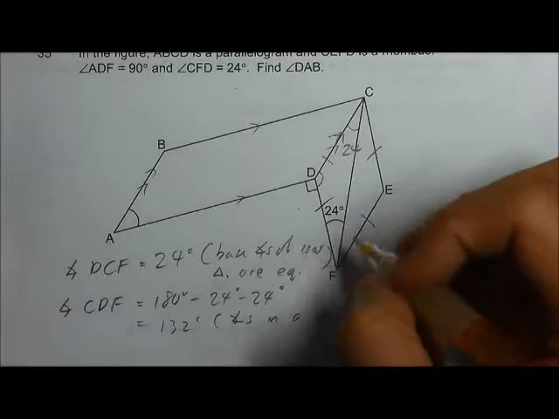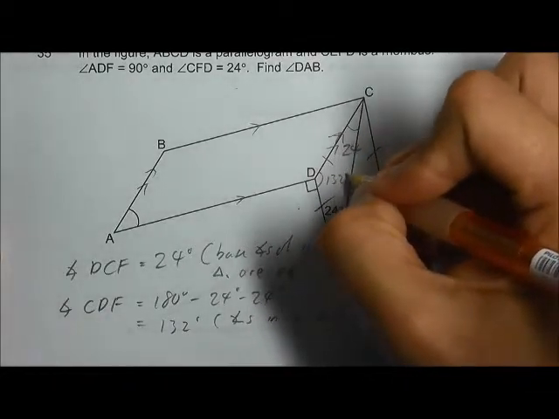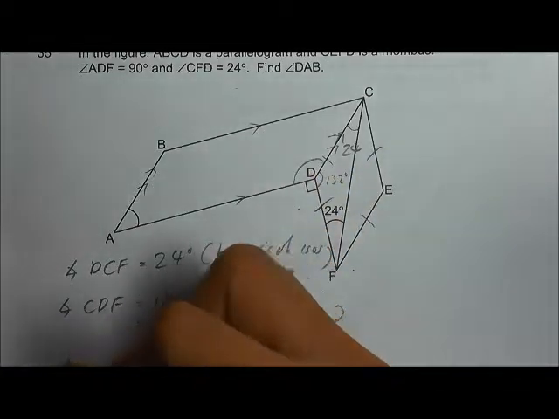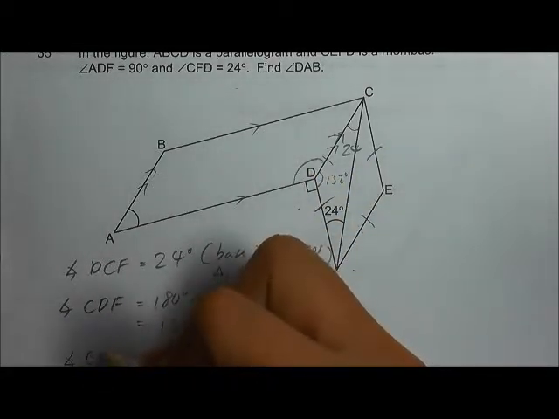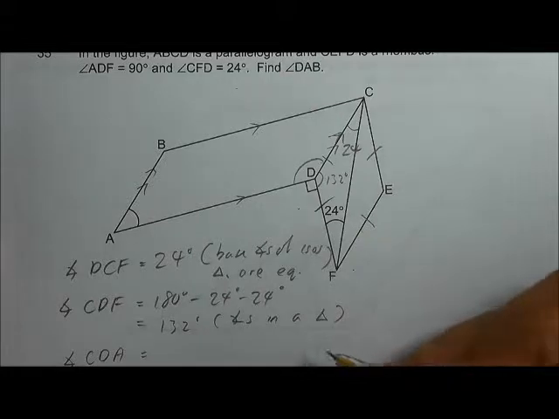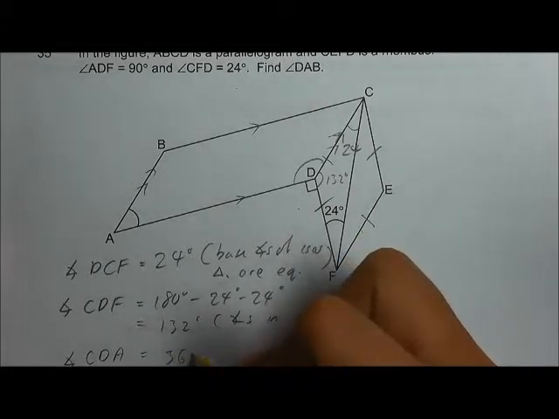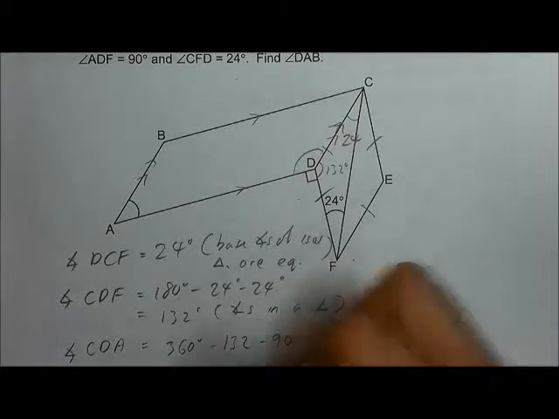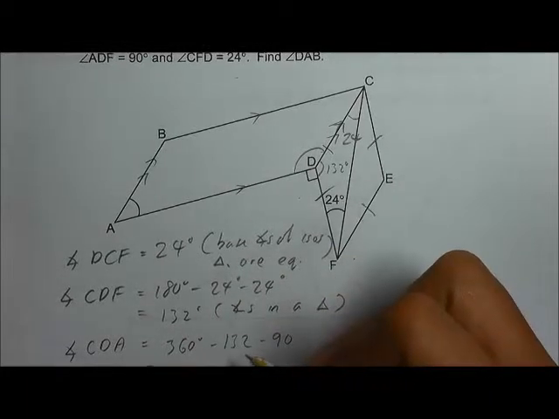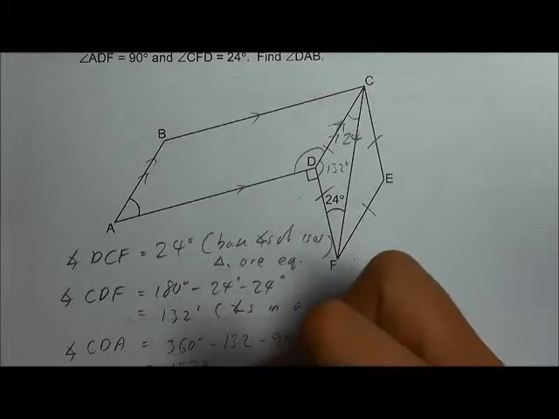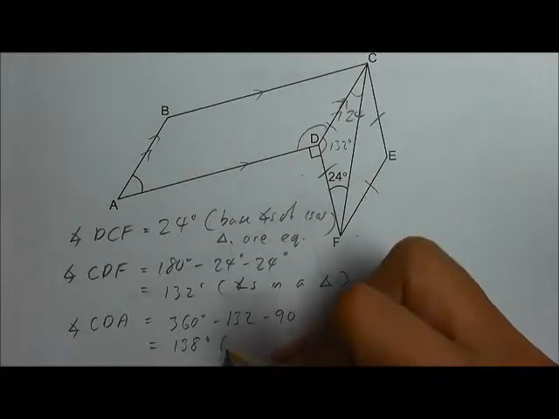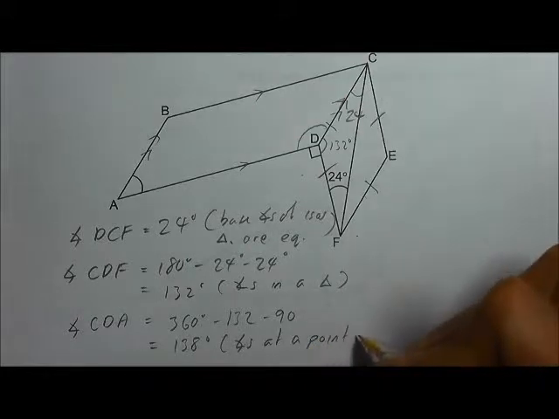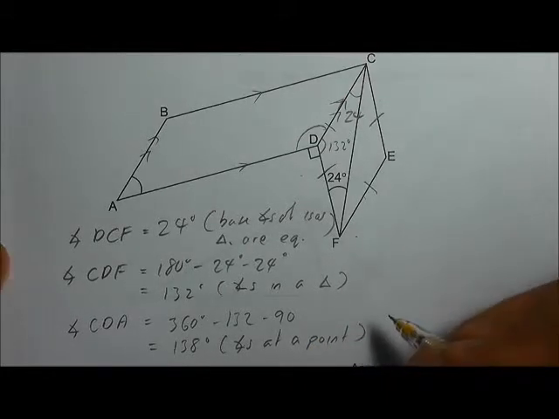Okay, next we can find out what this angle here is. Angle CDA is equal to 360 degrees minus 132 minus 90. That will give us 138 degrees. Okay, this is due to angles at a point equal to 360 degrees.